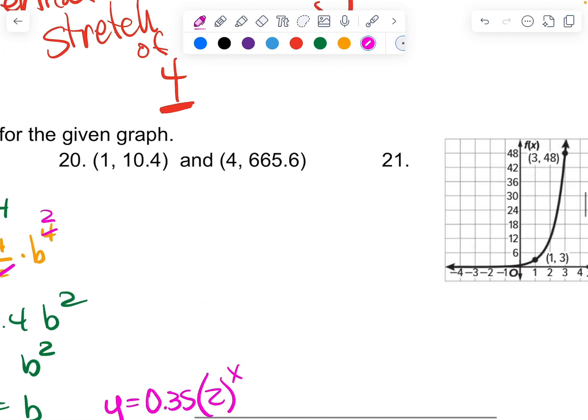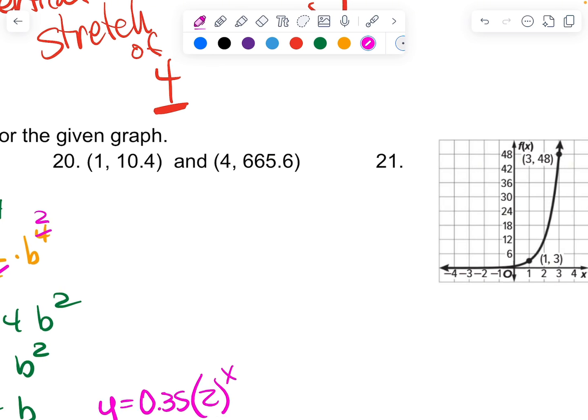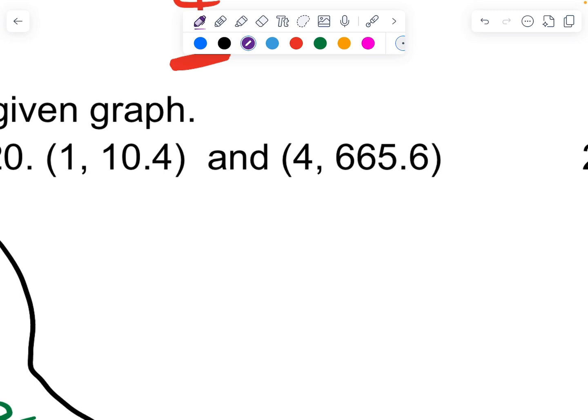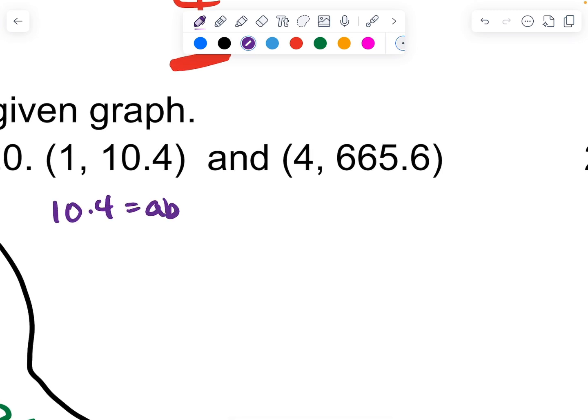Okay. Let's do this. So here, I'm going to do 10.4 equals ab to the first power, and 665.6 equals ab to the fourth power. So on this one, I'm going to do 10.4 over b equals a.